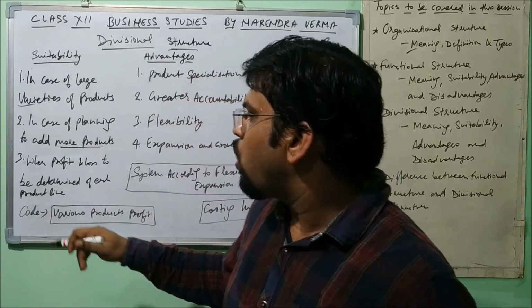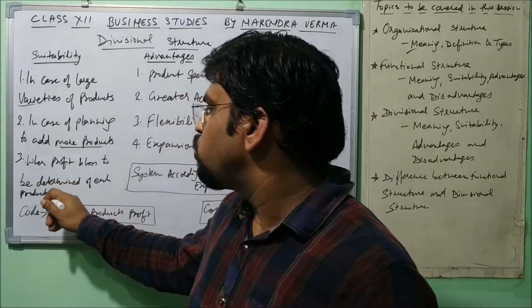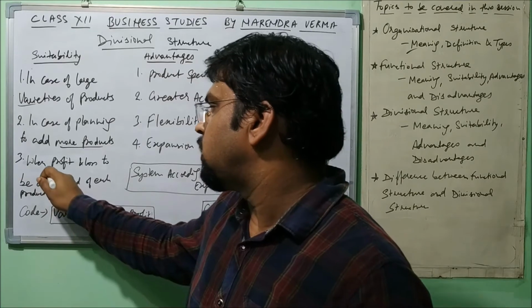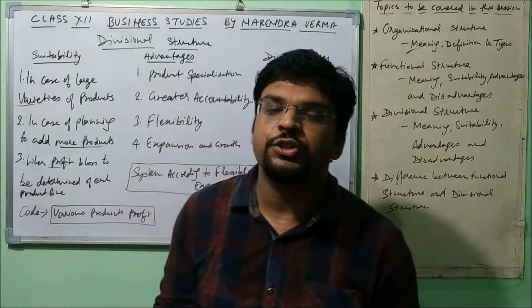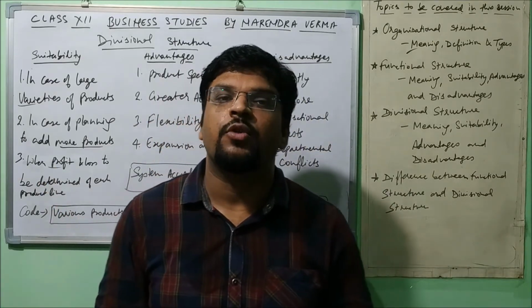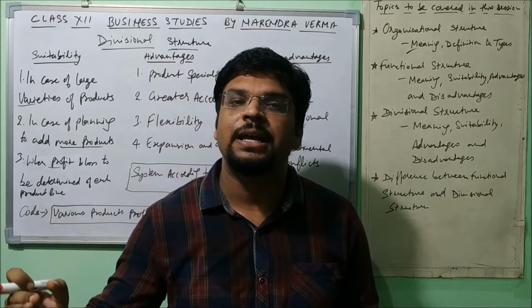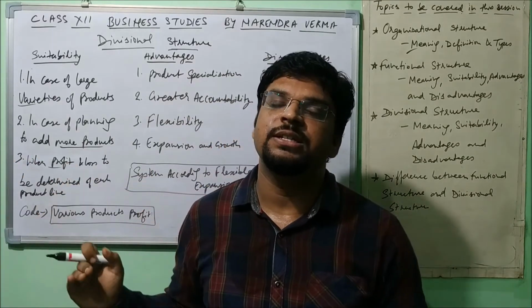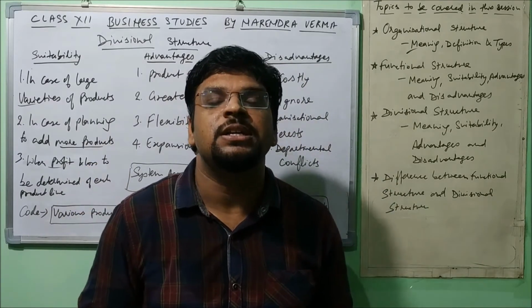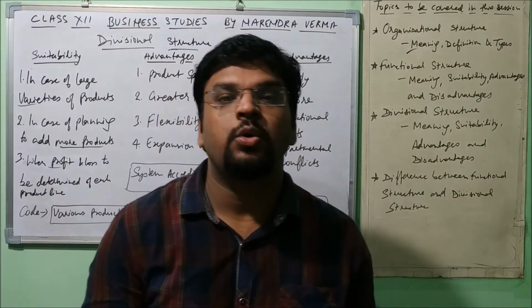Another one, when profit and loss are to be determined for each product line. Like I told you, every business unit is treated as a separate profit center. So when, on the basis of the product line, they need to determine the profit and losses, then also divisional structure is suggested. So it is about the suitability.